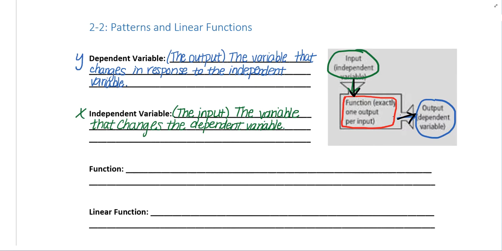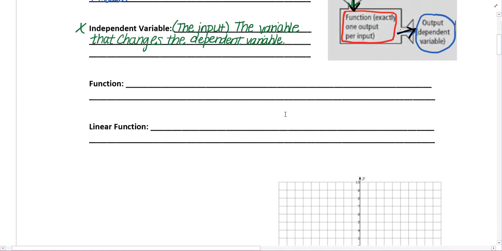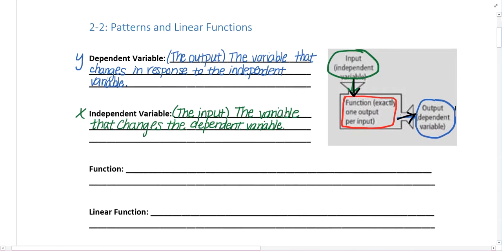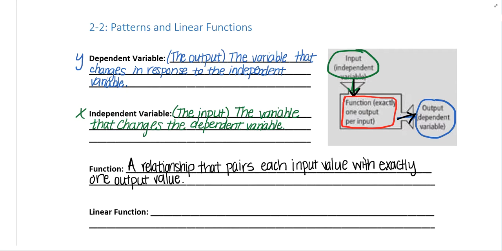Okay, so the next thing we want to talk about is what is a function. Now, a function isn't just when something happens to a number and we get a new number. It has a very specific definition. Specifically, a function is a relationship that pairs each input value with exactly one output value. All right, the keyword there is exactly one. So what does this mean?